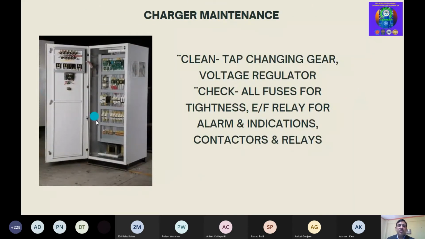Next we have charger maintenance. We have to maintain the charger, tighten the connections, and check the whole system.